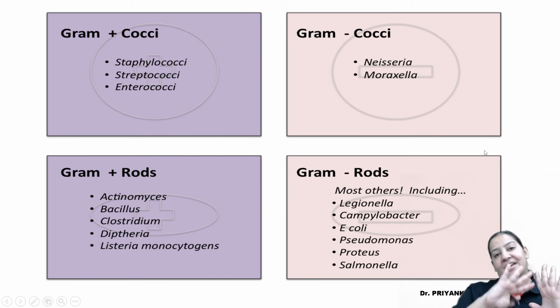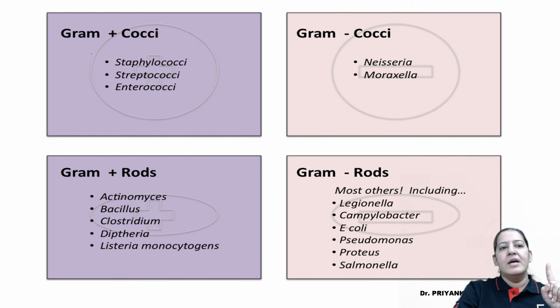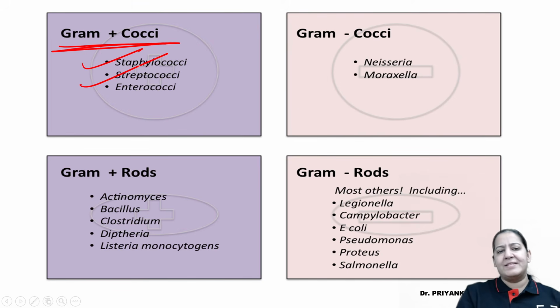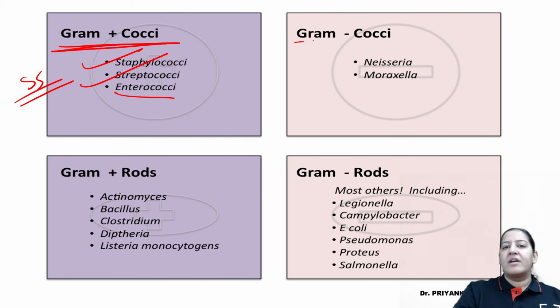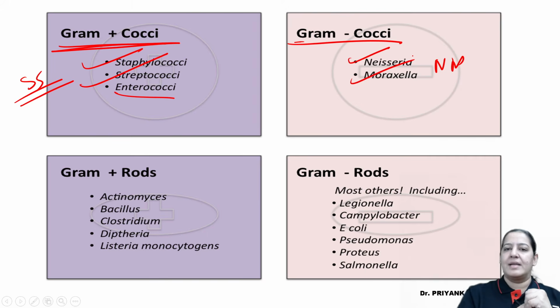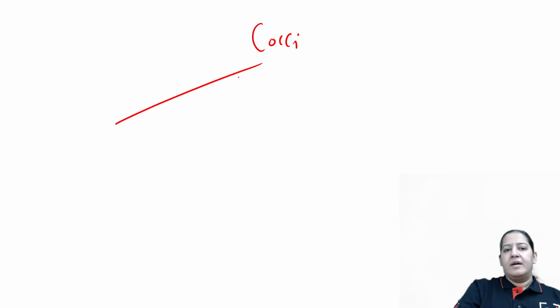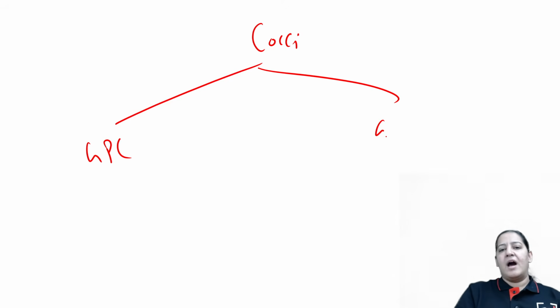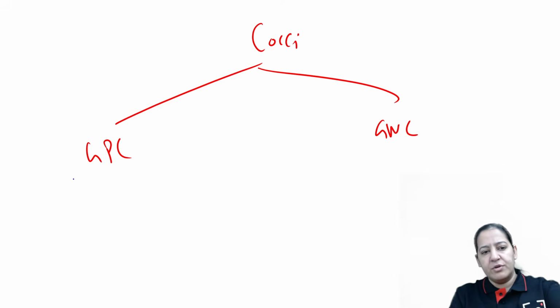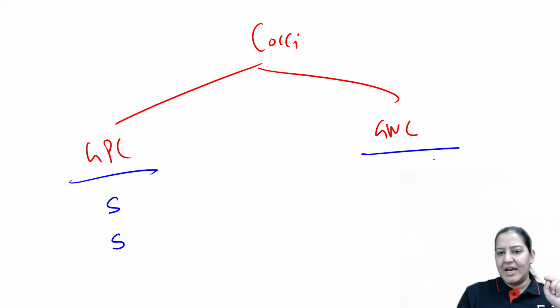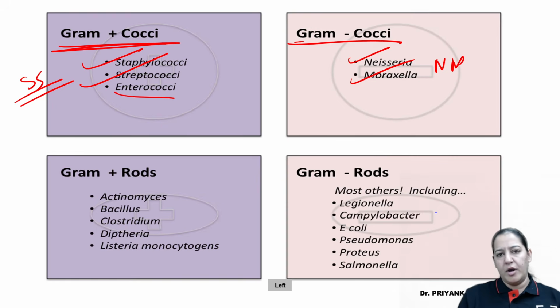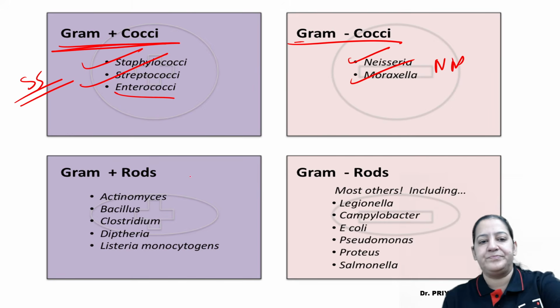Now divide all the bacteria into 4 categories. Can you do it for me? Gram positive cocci are only 2, Staphylococcus and Streptococcus. That's it. Enterococcus is not important, right? So only SS. Gram negative cocci are only 2, Neisseria and Moraxella. Now that is all about cocci. Gram positive cocci: Staphylococcus, Streptococcus. Gram negative cocci: Neisseria and Moraxella. You got my point? Now coming on rods.